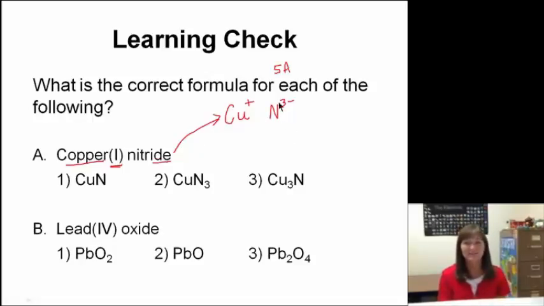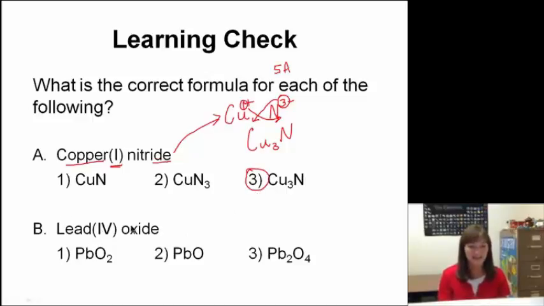Okay, so I've taken the time to do the ions. I think this is a very important step. So this is a 1+. This invisible 1 is going to become the subscript of nitrogen. It's going to stay invisible. And this 3 is going to become the subscript of copper. So we're going to end up with copper 3 and then only 1 nitrogen. So the correct answer would be 3 for that one.